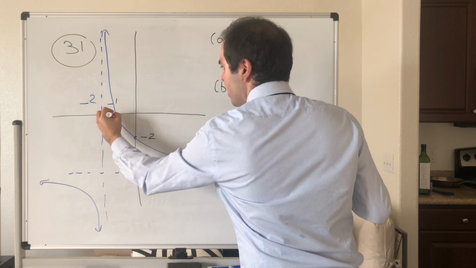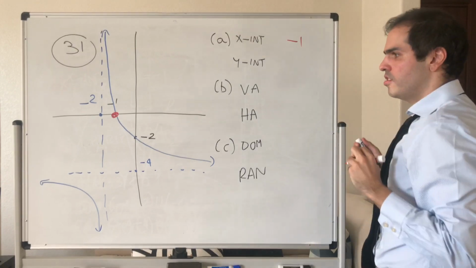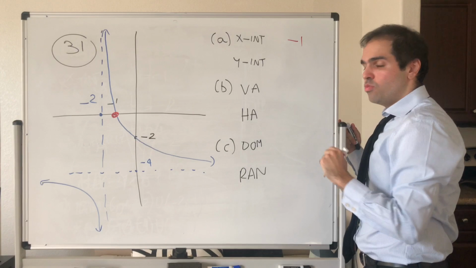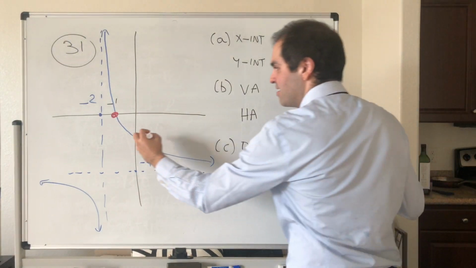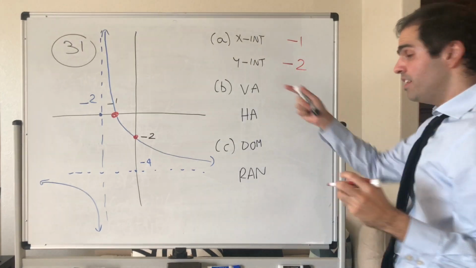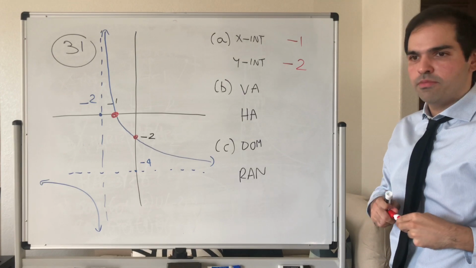And notice it crosses it precisely at minus 1. So the x-intercept is minus 1. What about the y-intercept? That's when the graph crosses the y-axis. So it's minus 2. And then two new features, vertical asymptotes and horizontal asymptotes.